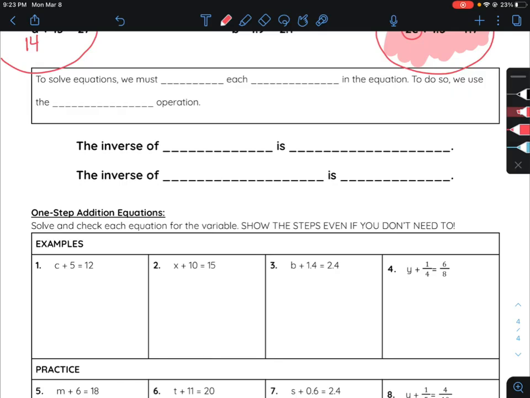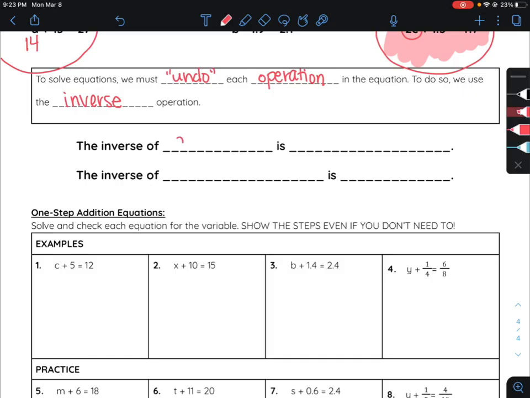To solve equations, we must undo each operation in the equation. To do so, we use the inverse operation. You can kind of think of the word inverse like the word opposite, but that word really only applies when you talk about adding and subtracting. When we get to multiplication and division, opposite is not quite the correct synonym for inverse.